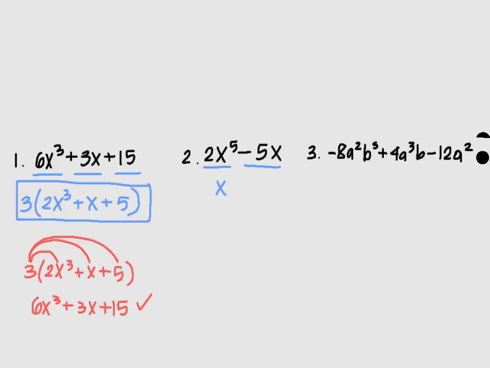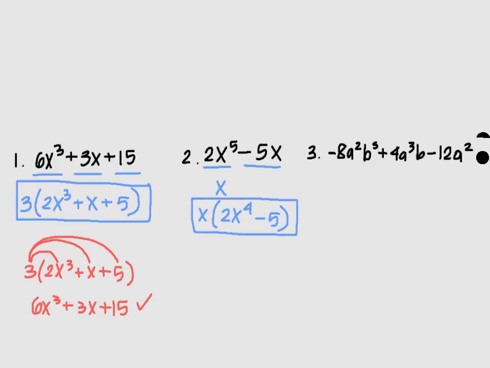So factoring out x, that means we are dividing x out of the first term. So 2x to the fifth divided by x equals 2x to the fourth. Dividing x out of the second term, negative 5x divided by x equals negative 5. So again, all we've done is factored out an x.